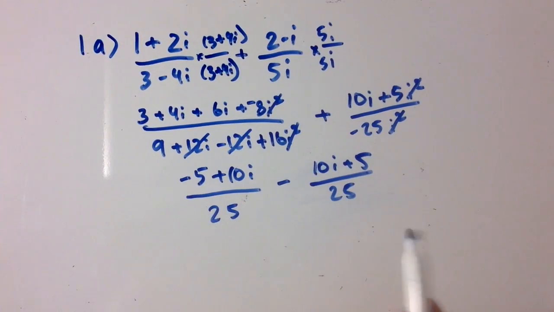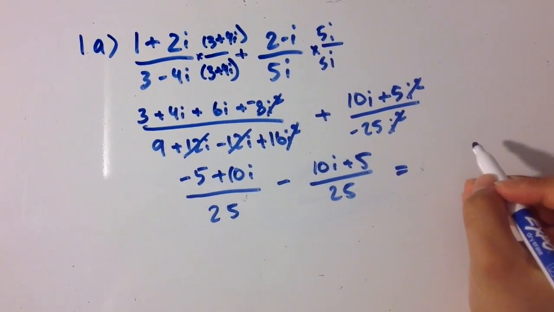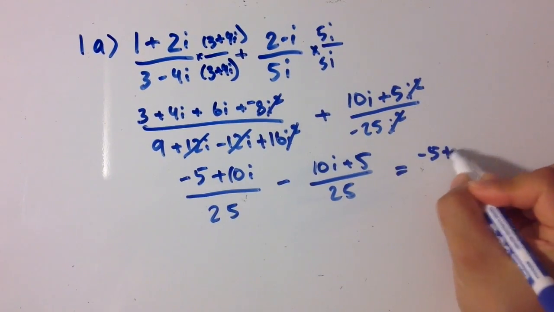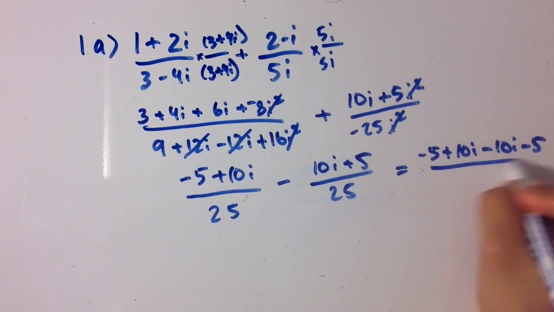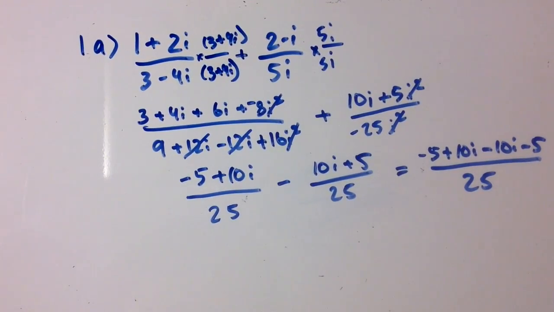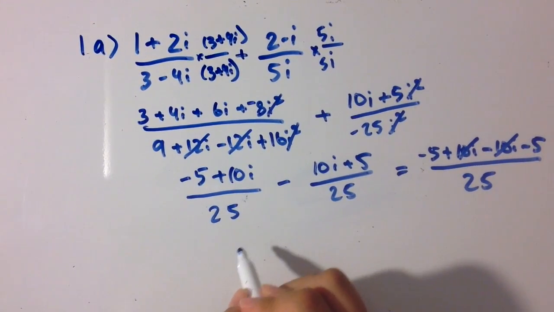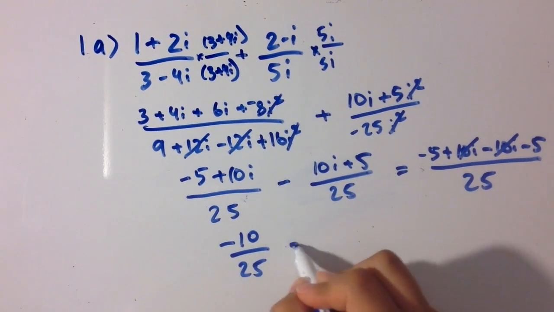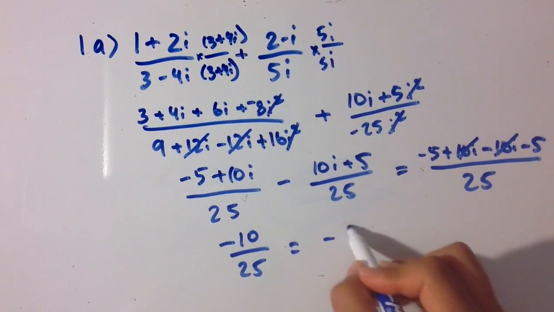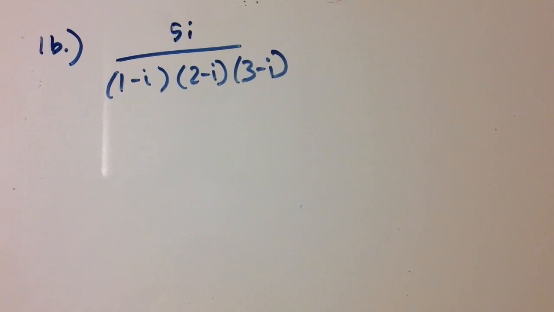So the same denominator, so we can put it all together to get minus 5 plus 10i minus 10i minus 5 divided by 25. The 10i's cancel out and we are left with minus 10 over 25, which is just going to be minus 2 over 5. And that is our answer.